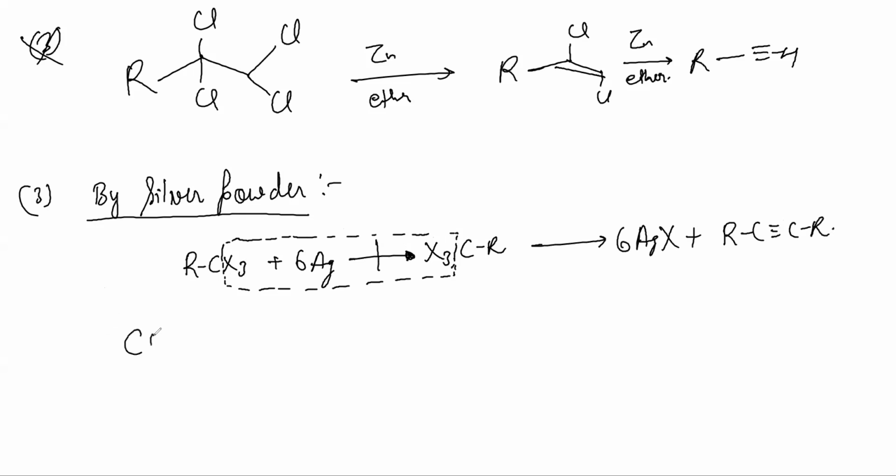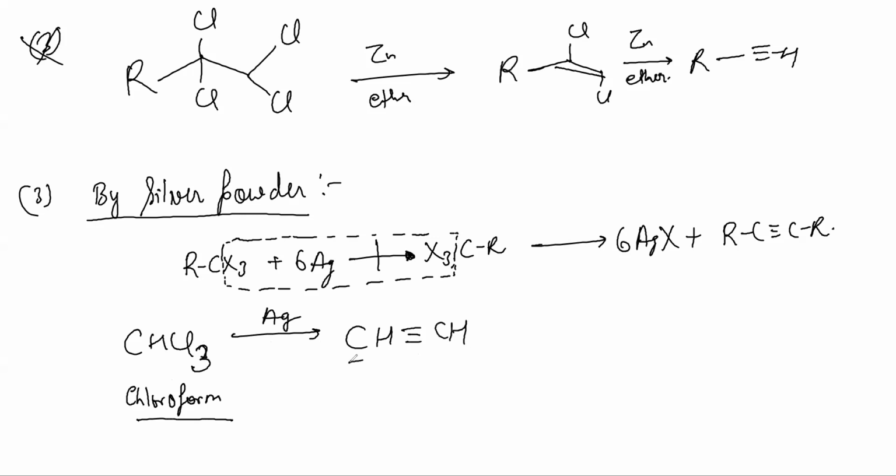They ask, if you treat chloroform with silver, what will happen? This is chloroform. You treat it with silver powder. What will be the product? Sir, we'll get alkyne, sir. We'll get ethyne, sir. Yes, correct.